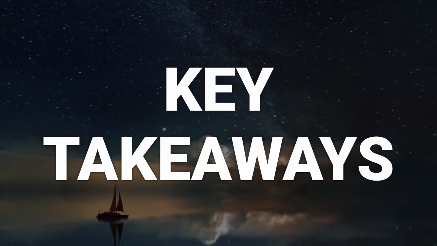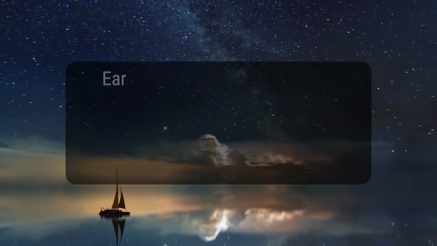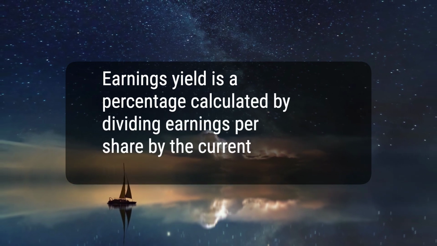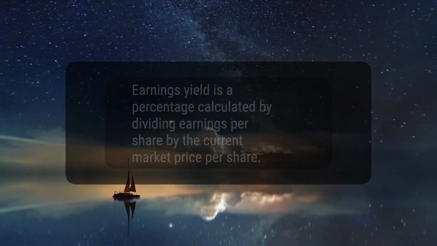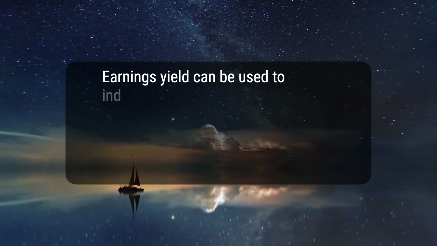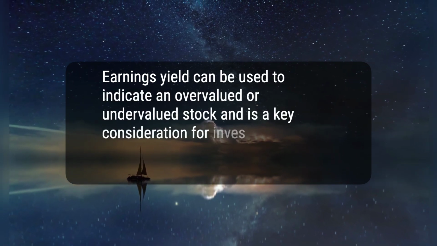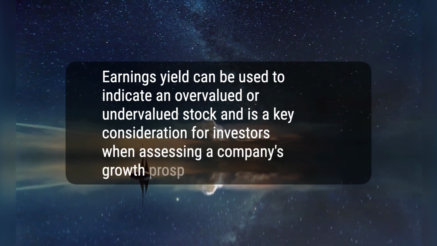Here are two key takeaways. 1. Earnings yield is a percentage calculated by dividing earnings per share by the current market price per share. 2. Earnings yield can be used to indicate an overvalued or undervalued stock and is a key consideration for investors when assessing a company's growth prospects.